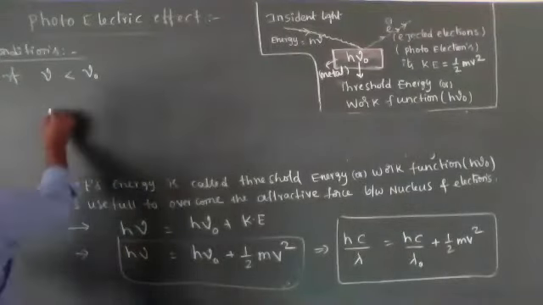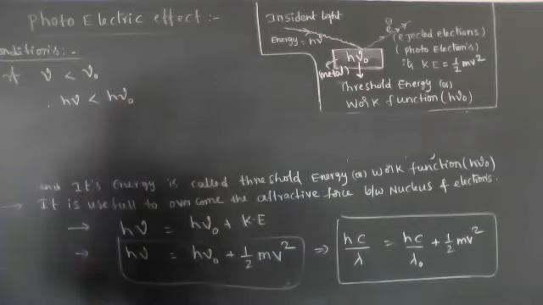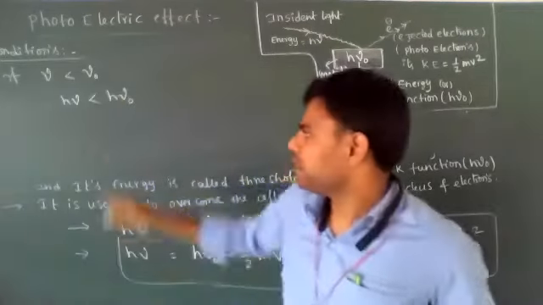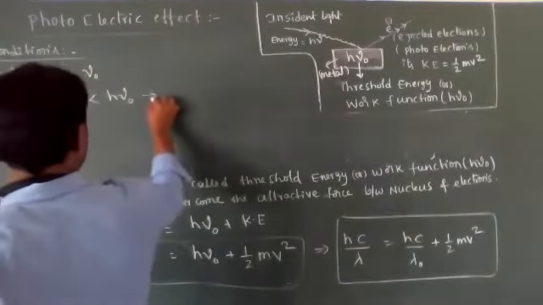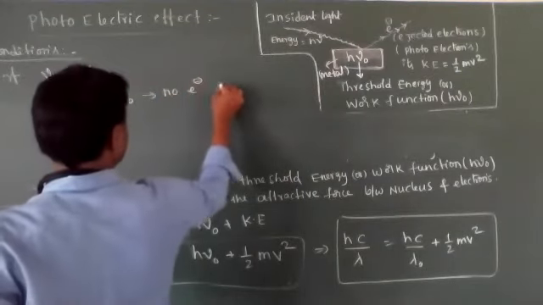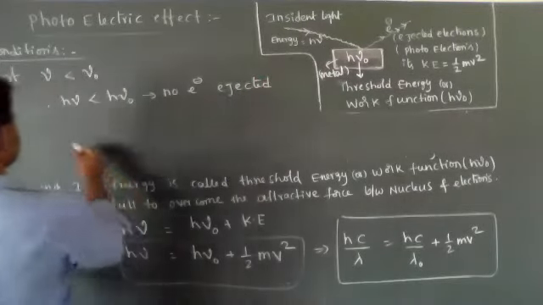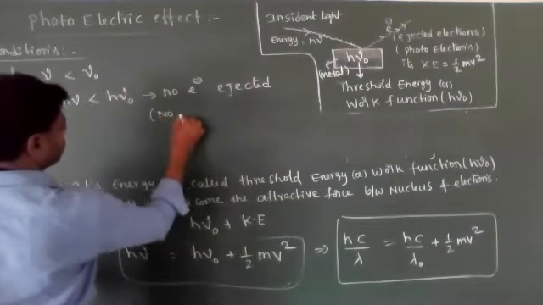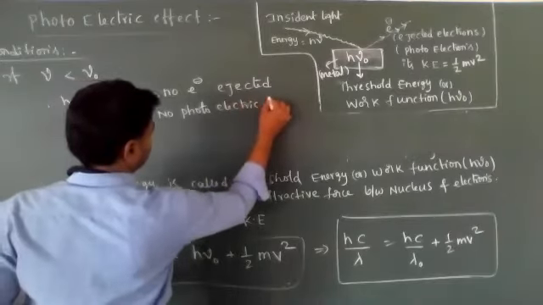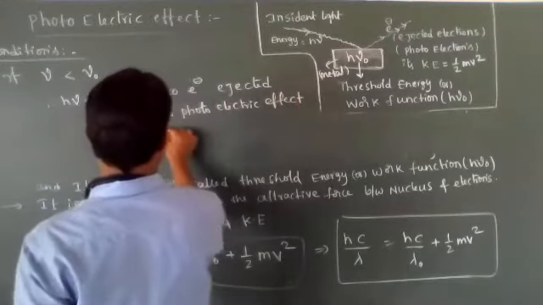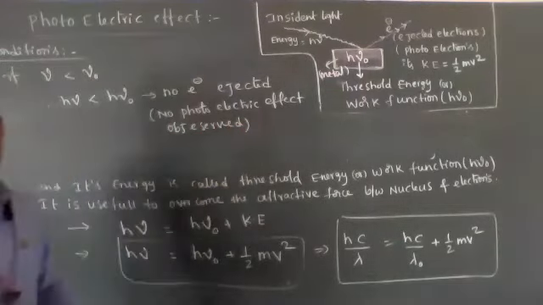Therefore, h nu less than h nu naught means h nu naught is more when compared to the h nu of the incident light. Then no electrons will be ejected. So no photoelectric effect is observed.